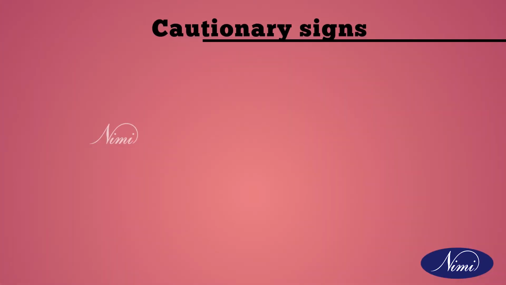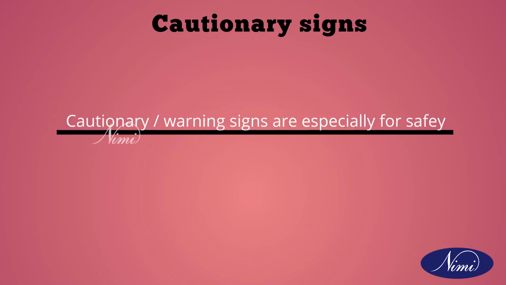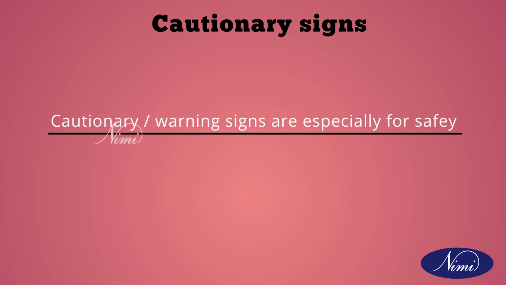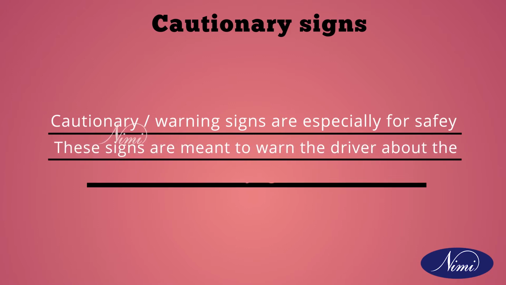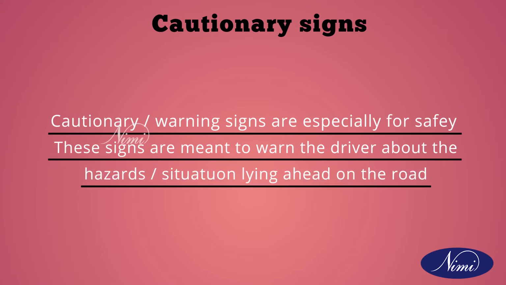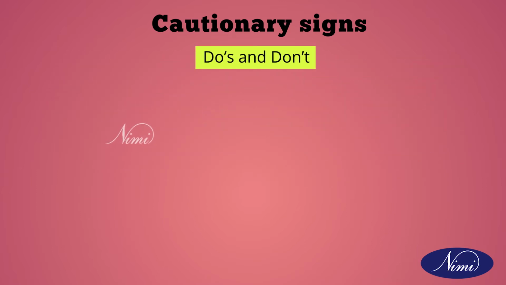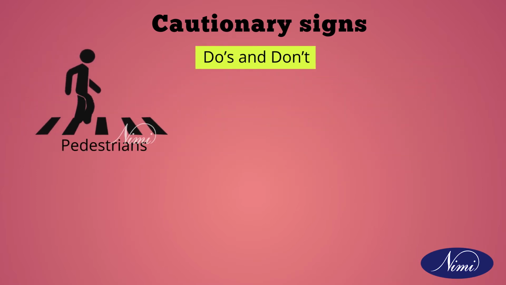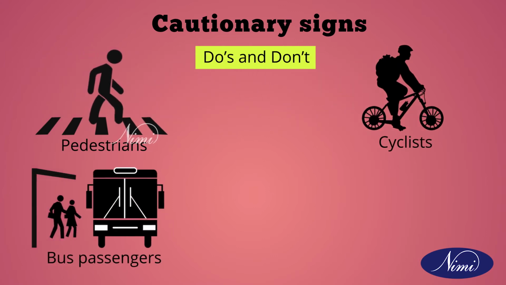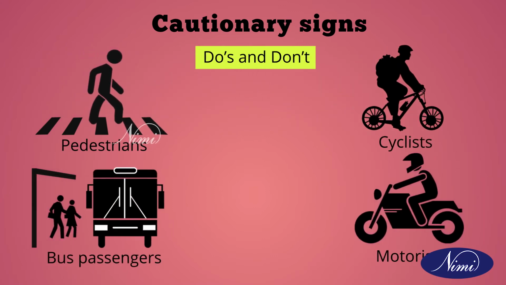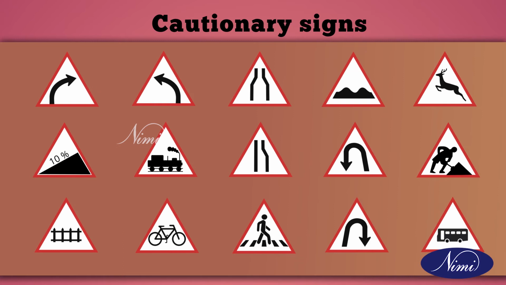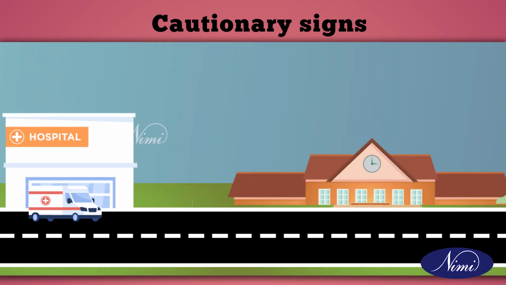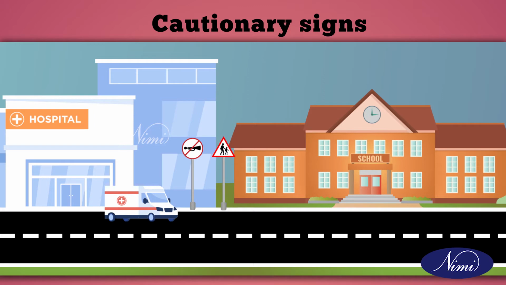Next one is cautionary signs. Cautionary or warning signs are especially for safety. These signs are meant to warn the driver about the hazards or situations lying ahead on the road. It says what are do's and don'ts for pedestrians, cyclists, bus passengers and motorists. Cautionary signs are triangle in shape with red borders. Examples of cautionary signboards are no horn boards near the hospital and school zone areas.